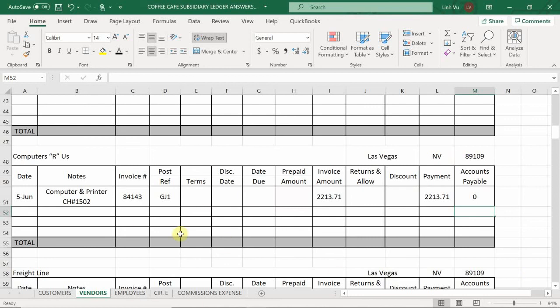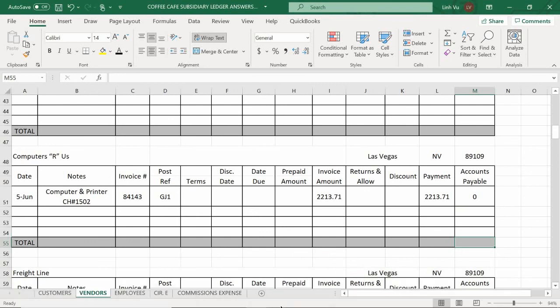So once again, I'm only going to see Computers R Us just one time. So I don't need to do a running balance here, because I know for sure I'm not going to be dealing with this vendor anymore. But this is just in case you do have something wrong with your computer or printer, then you're going to return the item and you get your money back. Okay. So in this case, that is it for today.